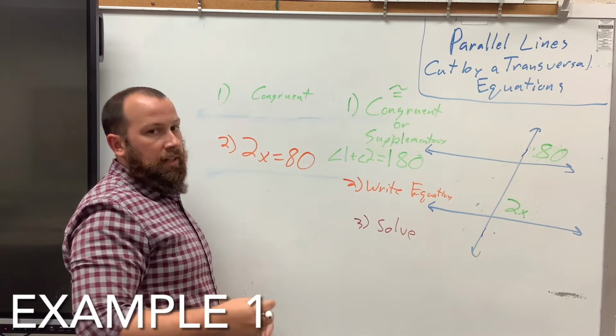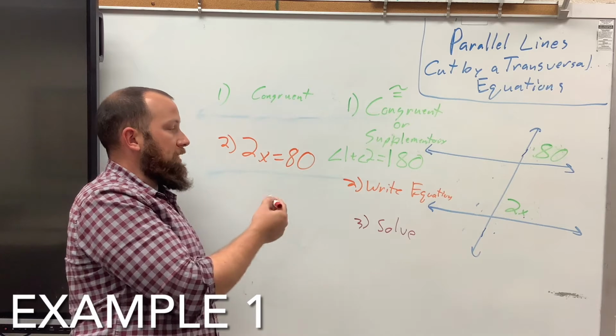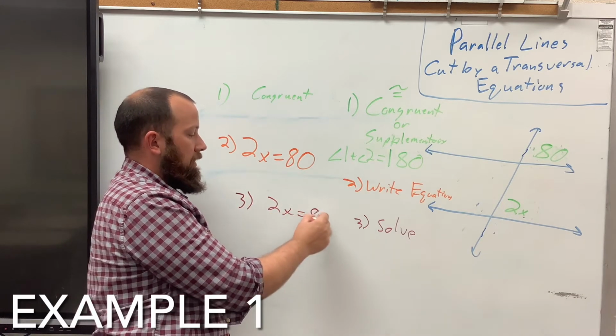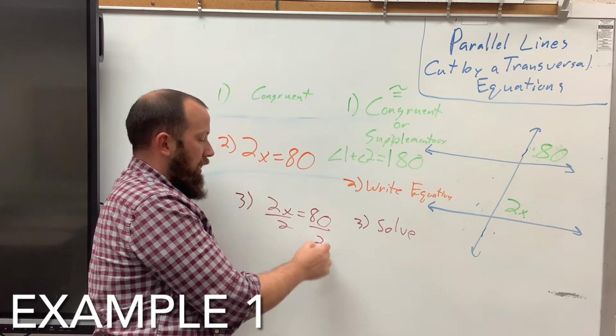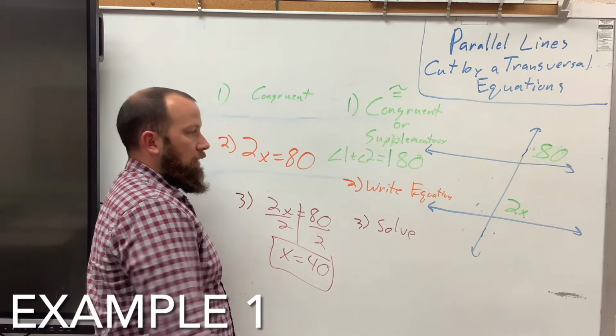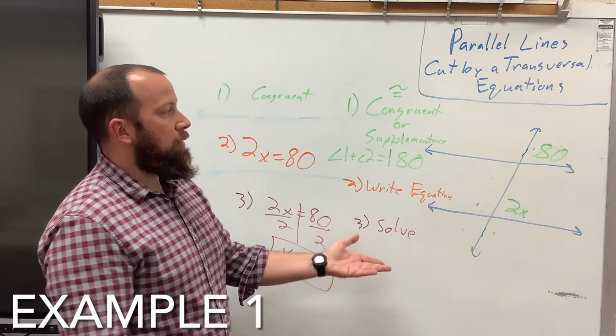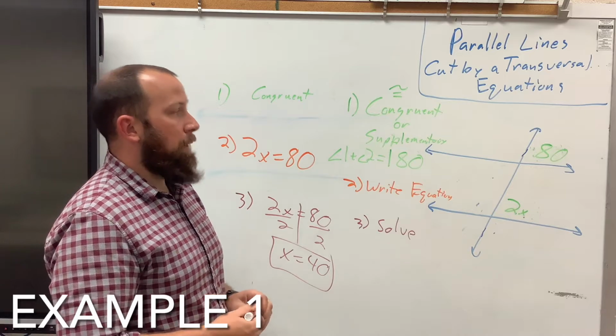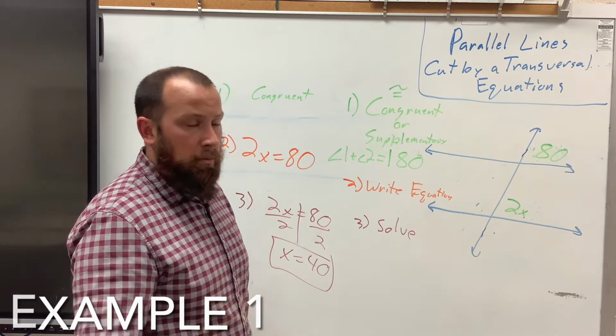We solve it just like any other equation. This is already down to a one-step equation. So 2x equals 80, divide by 2, divide by 2, x equals 40. There you go. This is a basic example of how to solve if you have equations and parallel lines cut by a transversal. I'm going to do a couple more examples.